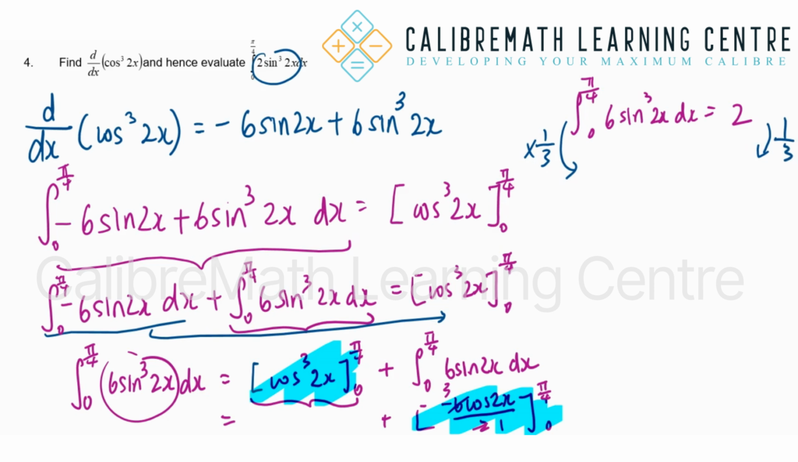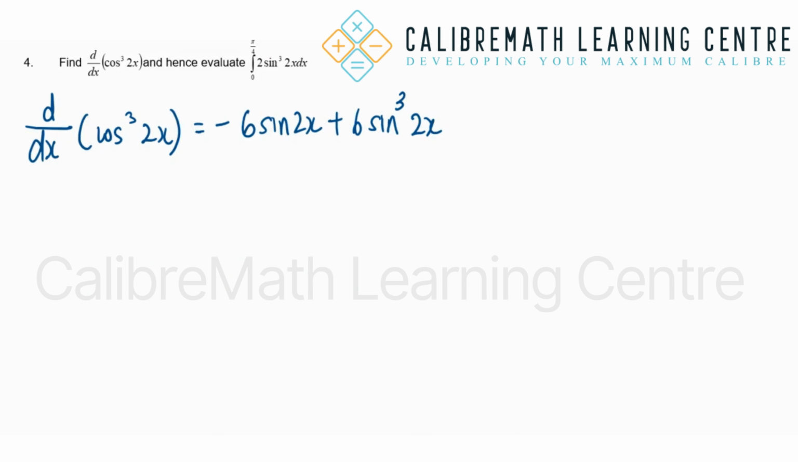It's the same. So by doing this, this will become 2 sine cube 2x dx, and this thing here will become 2/3. So our final answer to evaluate the value of 2 sine cube 2x dx is 2/3. So 2/3 is the answer for the second part.